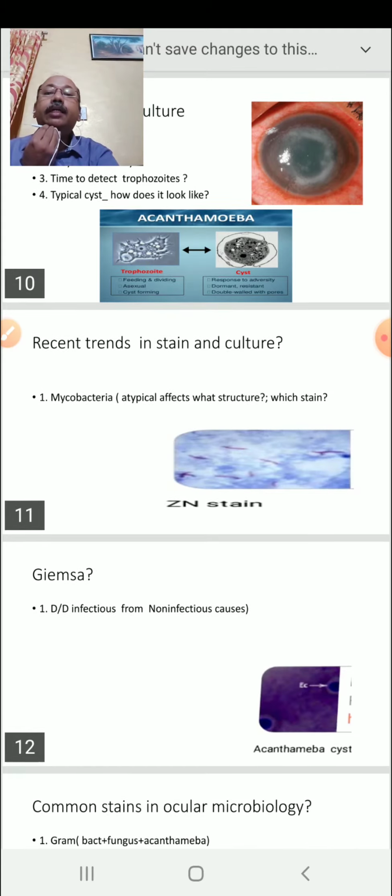Now how can you culture the Mycobacterium? The Mycobacteria are typical and atypical, though both types are actually stained with the ZN stain.